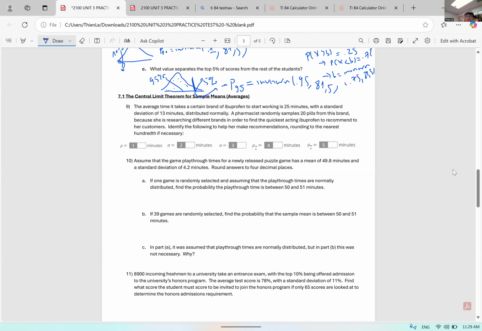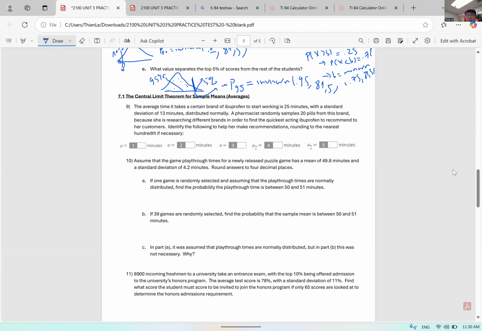So the beauty of that is even if the original data may not come from a normal, but if you have large enough data set, right? And at that time, the sample mean of your data will behave very nicely by following a normal distribution with the same mean as the original data, but the standard deviation will shrink. Okay, so here, like the average time it takes a certain brand of ibuprofen to start working is 25 minutes with standard deviation 13, distributed normally.